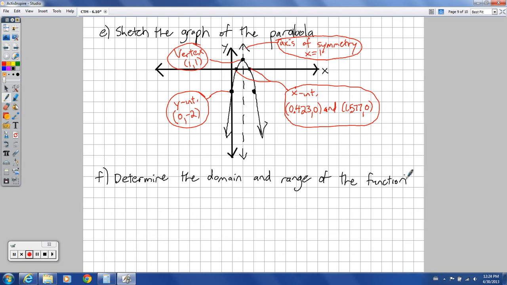Domain and range of the function. Some more things in a different color here. Domain: all possible x values is what that is. So what is possible to plug in for x? The range, this is all possible y values.